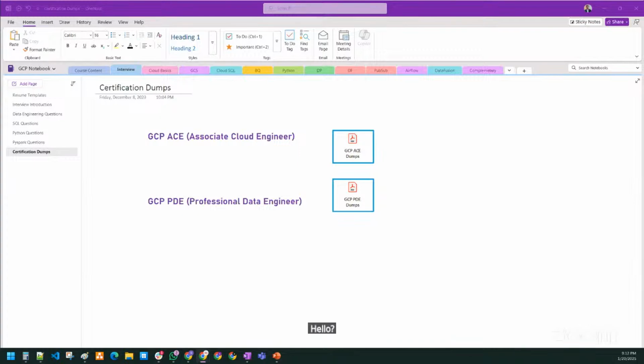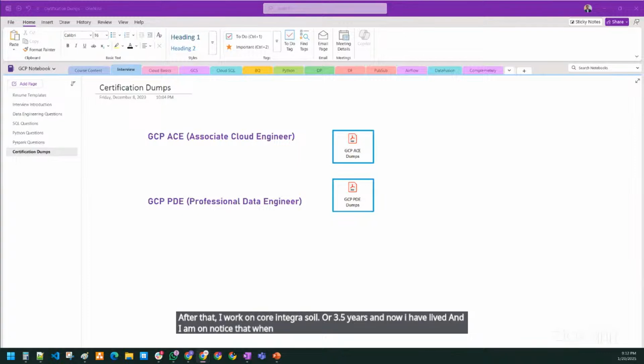Yes, Sagar this side. My engineering was completed in 2018, and I took a gap of 2 years. After that, I worked on Core Integra at TCS Ion for 3.5 years, and now I have left and I am on notice period. Can I get a job in data engineering?